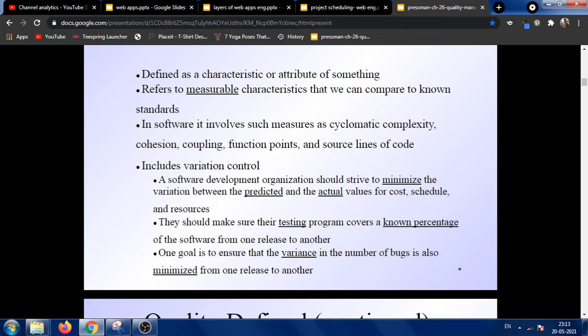Next is function points. What are the points at which the functions are evaluated, the real points where the functions are perfectly done. And the source lines of code: how many lines of code we have. We always talk about KLOC, which is thousands of lines of code.